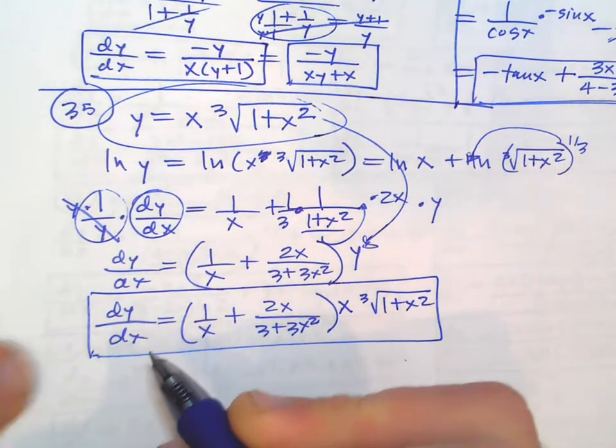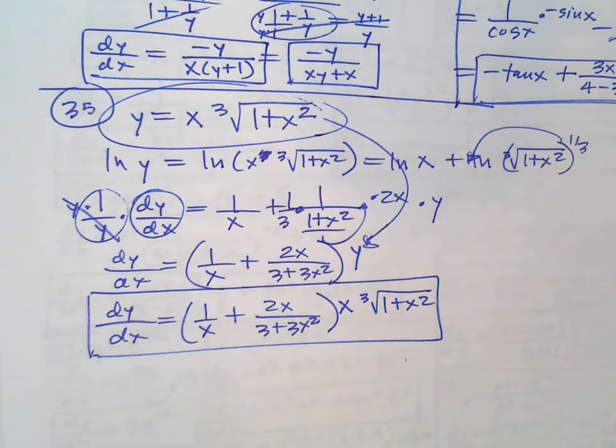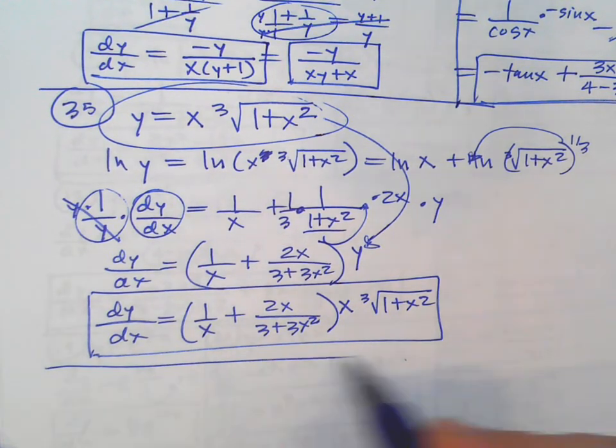It's a pretty ugly answer, but it's better than the alternative. I mean, you can do it the way it was originally written, but it would be pretty messy. It might look a little different, but it should be the same. It's just an idea, something to try, to use things about logs to help make derivatives easier. Even if logs aren't in the problem, you can introduce them. So that's called logarithmic differentiation. All right, that's it.